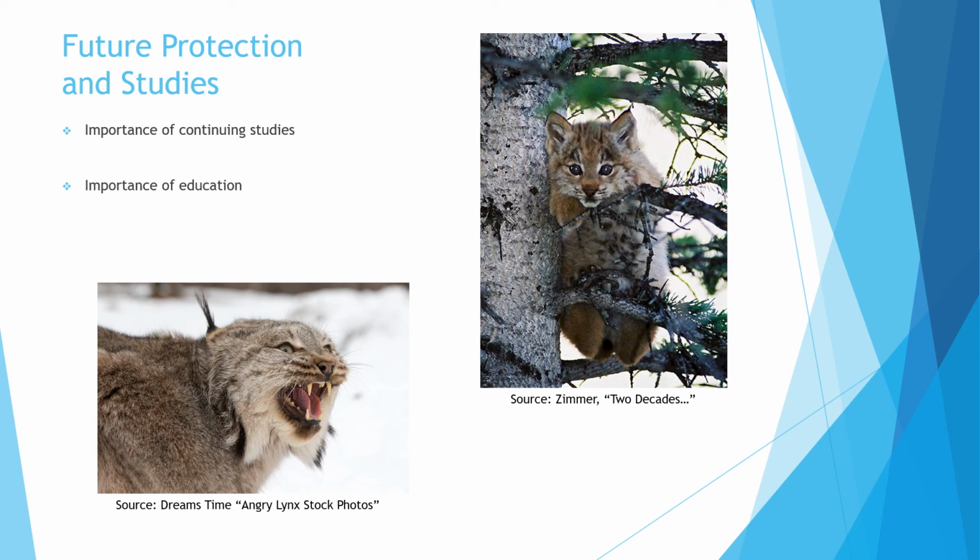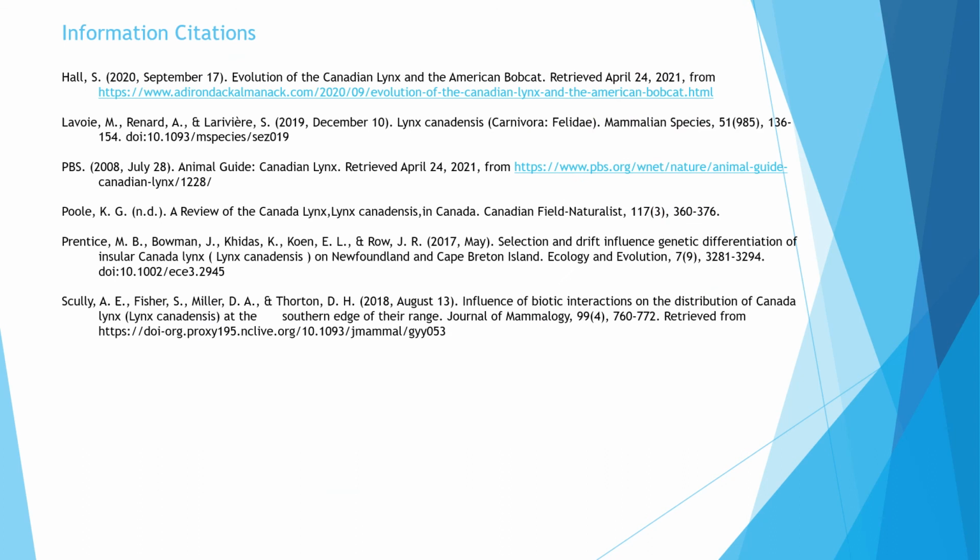It is extremely important to educate the public about the Canadian lynx, not only for human safety, but for the safety of the species. And finally, protection is the only way to preserve the species for generations to come. It has been argued that we are living in the 6th greatest extinction in history. Let's not make the Canadian lynx just another extinct species.